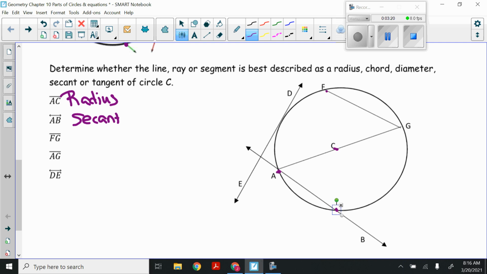Segment FG, 2 endpoints on the circle, so that is a chord. Remember, a chord will always be a segment, not a line. Segment AG, again, this is a chord, but it's the special chord because it runs through the center, so that is the diameter. And then finally, line DE. Line DE only touches my circle 1 time, so that is known as a tangent. It's on the outside of the circle, only touches once.